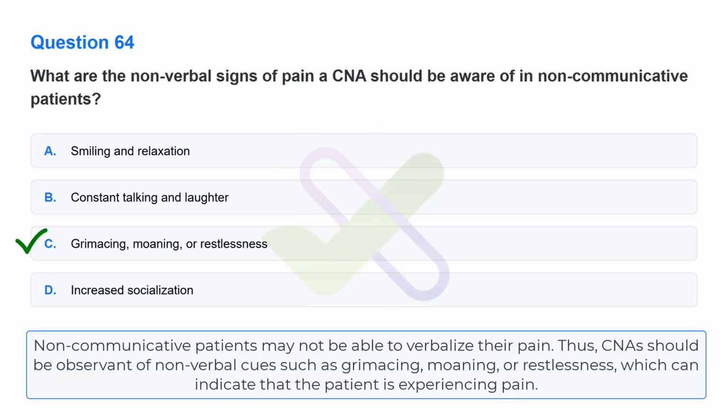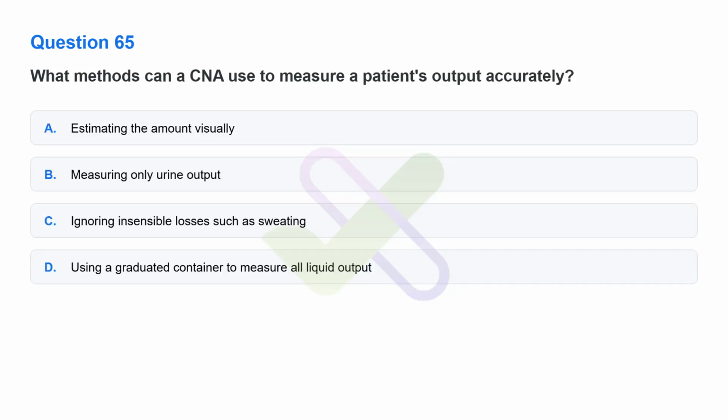The correct answer is C. Grimacing, moaning, or restlessness. Non-communicative patients may not be able to verbalize their pain. Thus, CNAs should be observant of nonverbal cues such as grimacing, moaning, or restlessness, which can indicate that the patient is experiencing pain. What methods can a CNA use to measure a patient's output accurately?